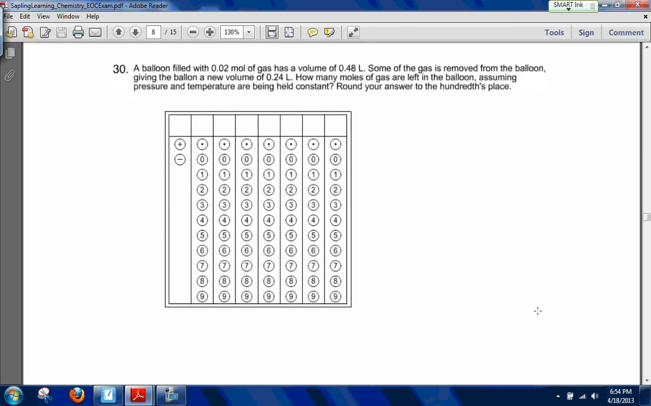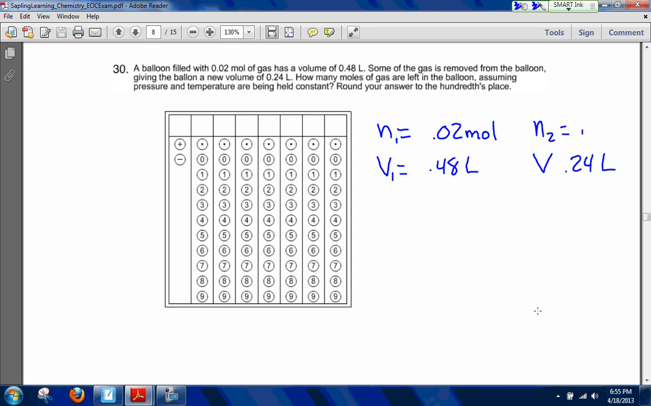It says a balloon filled with 0.02 moles of gas has a volume of 0.48 liters. Some of the gas is removed from the balloon, giving the balloon a new volume of 0.24 liters. How many moles of gas are left in the balloon, assuming pressure and temperature are being held constant? Round your answer to the hundredths place. So we have 0.02 moles of gas, and it has a volume of 0.48 liters initially. The next volume is going to be 0.24 liters. It says how many moles are left. That means N2 is an unknown.